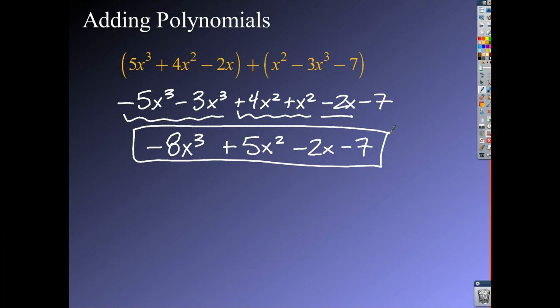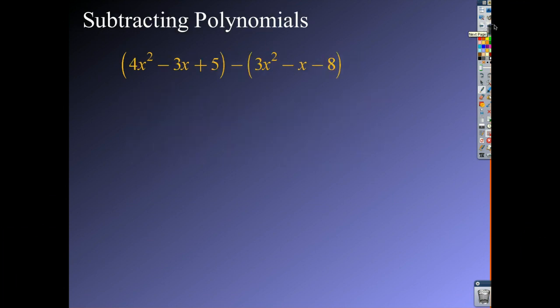So that's adding. Let's take a look at some subtracting ones, and I'm going to basically use the same idea. I'm going to take this subtraction sign and distribute it across each one of these things, okay? Because what I'm saying here is I have this trinomial, and I'm subtracting all of these pieces, okay? So I'm going to subtract 3x squared. I'm going to subtract negative x, and I'm going to subtract negative 8.